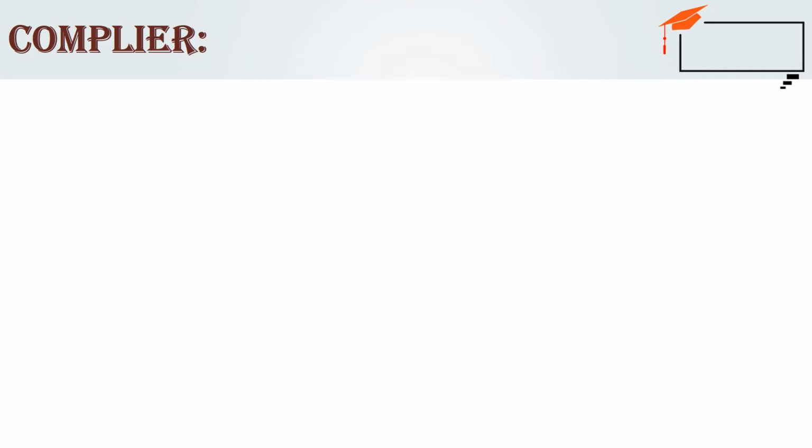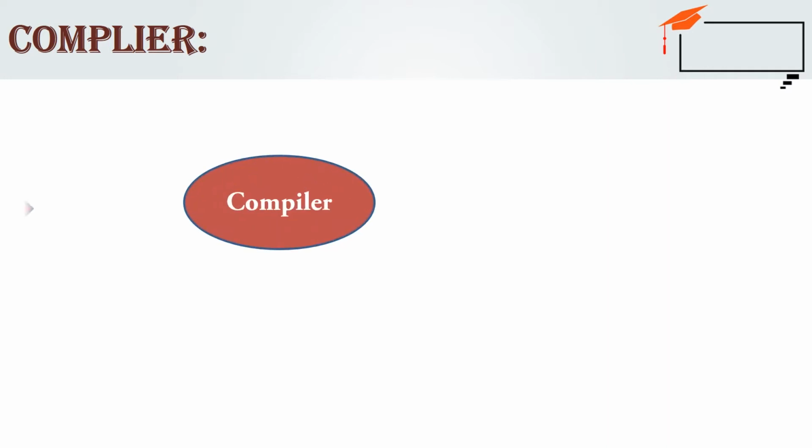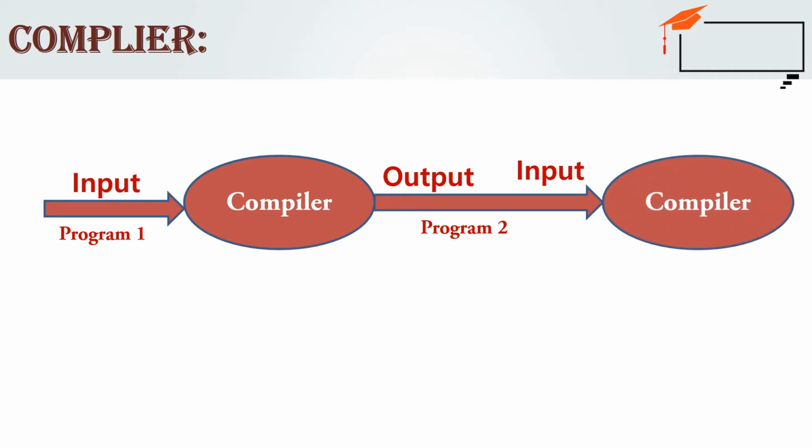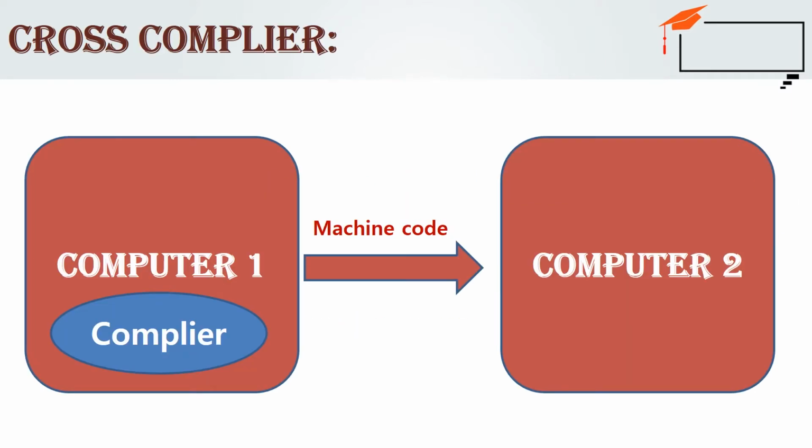A compiler goes through the entire program and then translates the entire program into machine codes. A compiler is 5 to 25 times faster than an interpreter. If a compiler runs on a computer and produces machine codes for the same computer, then it is known as a self-compiler or resident compiler. On the other hand, if a compiler runs on a computer and produces machine codes for other computers, then it is known as a cross-compiler.